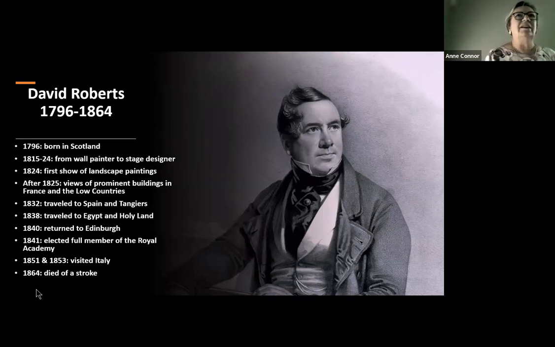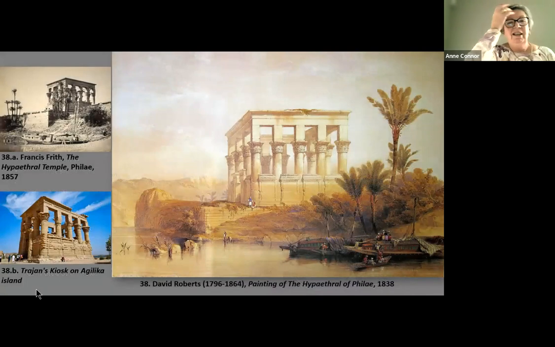He is more of an architectural painter, but it's wonderful because he shows us things that unfortunately have disappeared since. This is the painting of the Hypaethral Temple of Philae. I put next to it a picture of the temple that shows that he's very faithful to the monument. Hypaethral means a temple with no roof. It's directly under the sky.